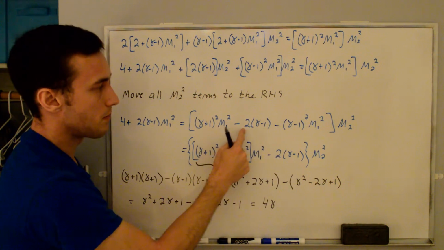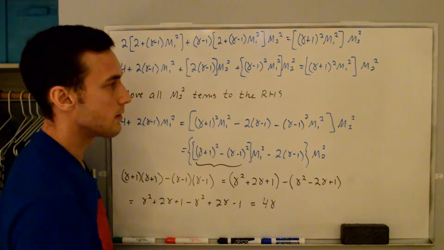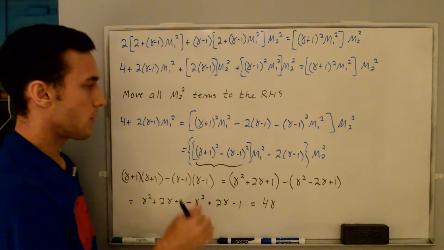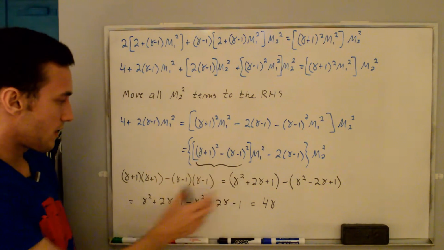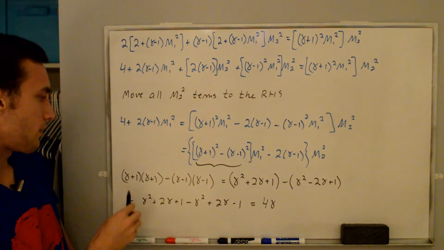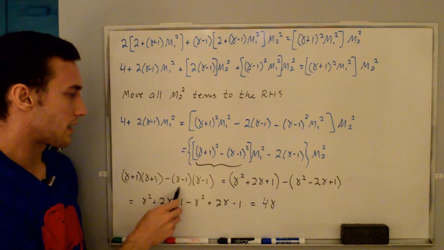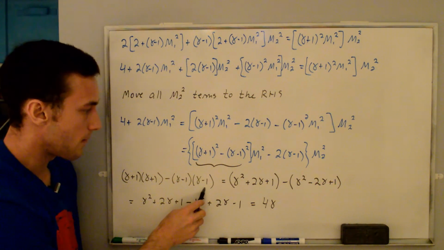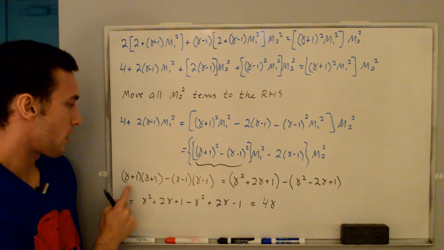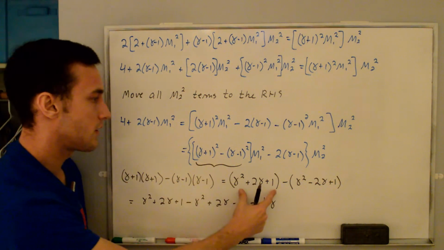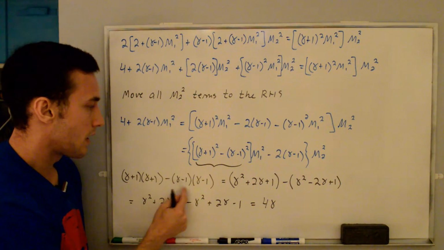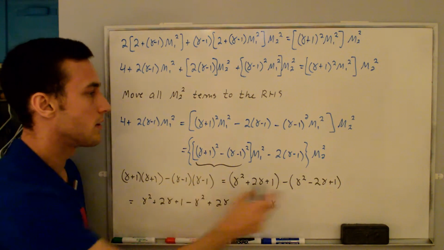We still have this minus 2 gamma minus 1 term here, and then we're still multiplying by m2 squared. So we can simplify down this. If I take this and expand it out, we have gamma plus 1 times gamma plus 1 minus gamma minus 1 times gamma minus 1. We distribute through here, so we get gamma squared plus 2 gamma plus 1, that's this. And for this, we have gamma squared minus 2 gamma plus 1, so that's this here.